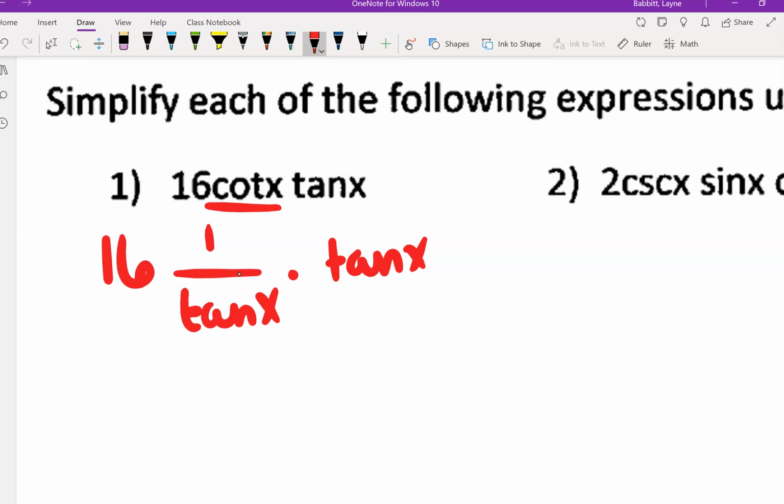So I'm just going to replace that with 1 over tangent x. And then you might notice, I guess I don't really need to put that over 1. We now have tangent on top of a fraction, tangent on bottom. Those will cancel out, and we'll be left with just 16. And that's as simplified as we can get it.